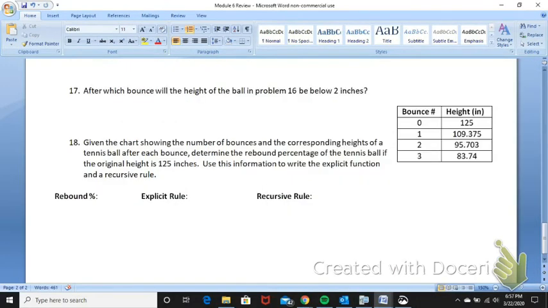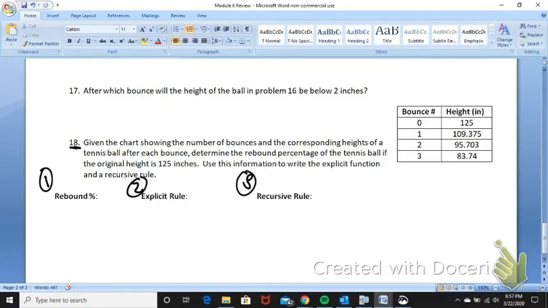Alright, so our last problem here is number 18. So it's given a chart following the number of bounces and the corresponding heights. So we need to find 3 things here actually. We need to get the rebound percentage first, and after that we can go and write the explicit and then the recursive. So really the only tricky part about this is going to be getting your rebound percentage.